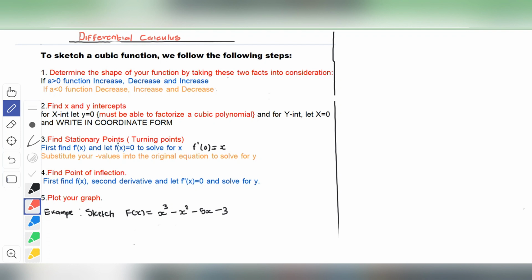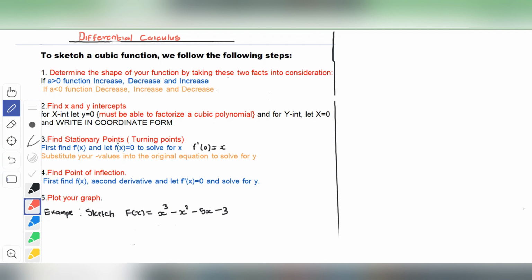So today's lesson will be on differential calculus, whereby we're going to sketch a cubic function. I'm also going to explain how we factorize a cubic polynomial, and how we find the stationary points and the point of inflection, right? So now we can start.